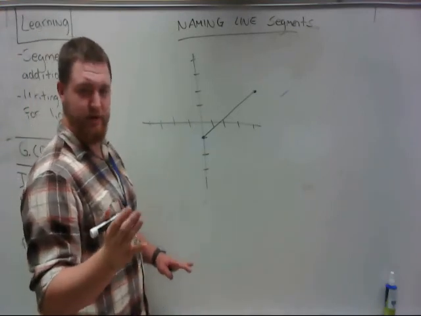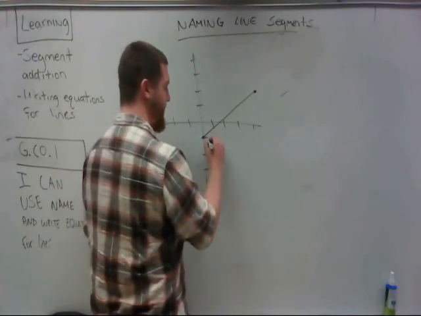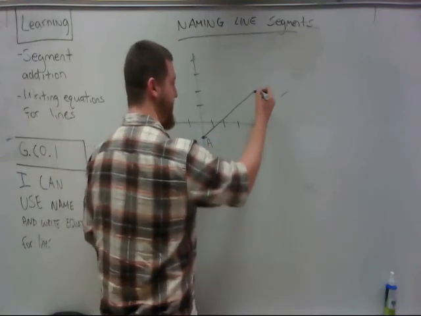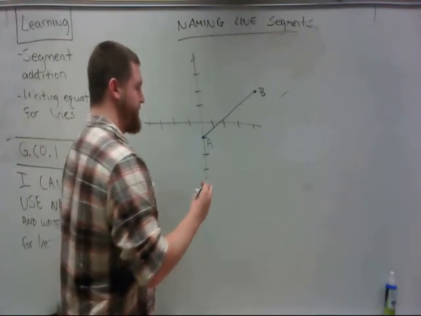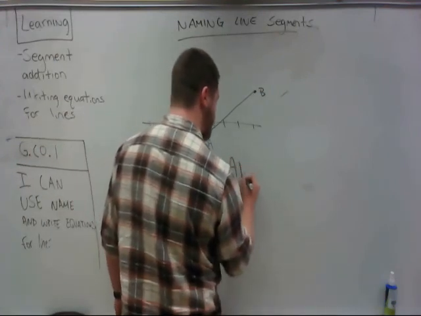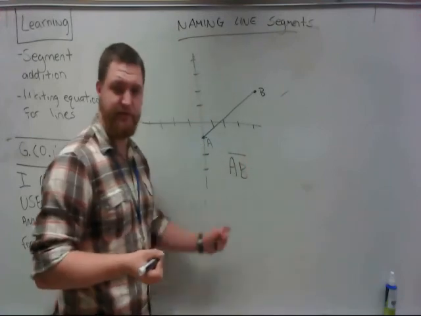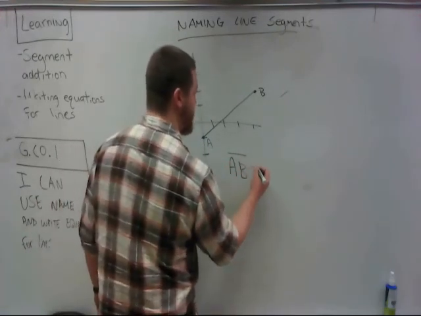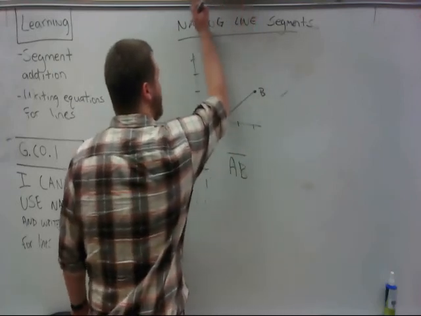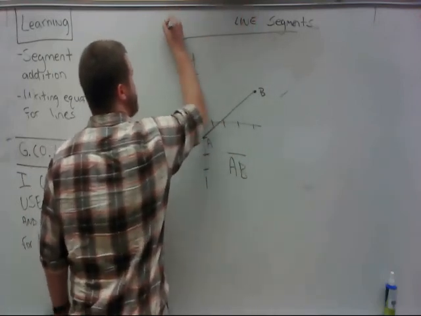Line segments are named by letters and not points. So this will be named A, B for now. To write that, all you do is write A, B, and put a line segment above it. That would be the name of this line segment, A, B. Easy enough. But now I want to know the length. So let's talk about finding the length of line segments.